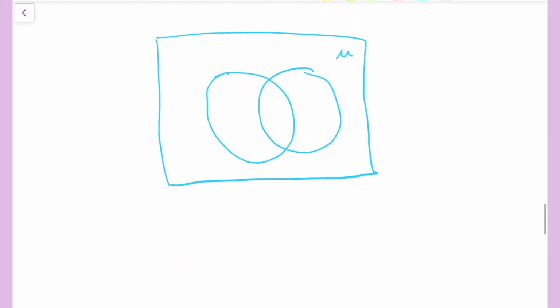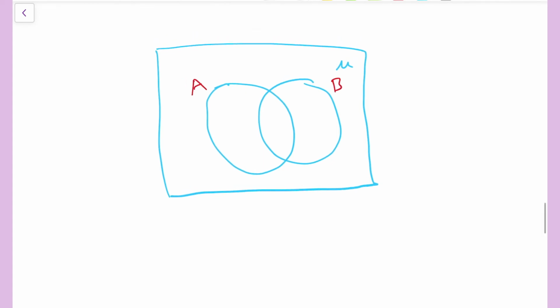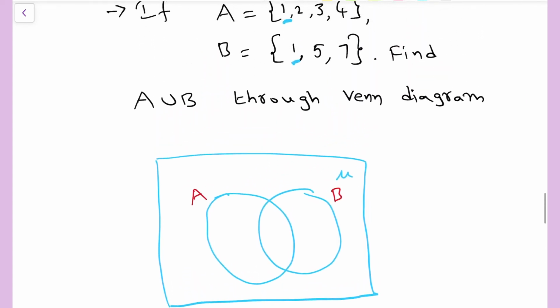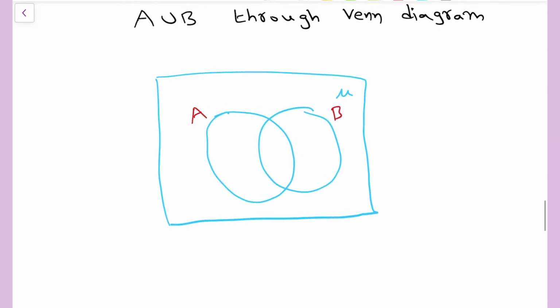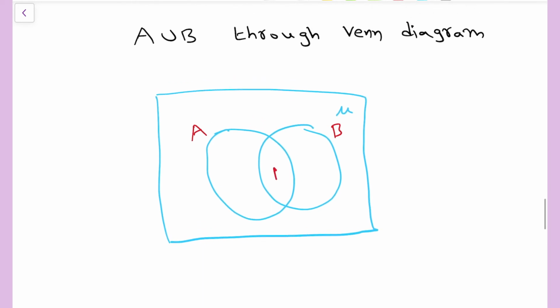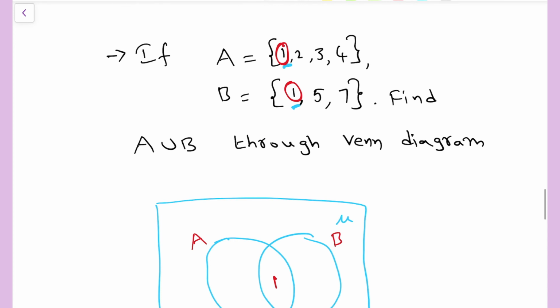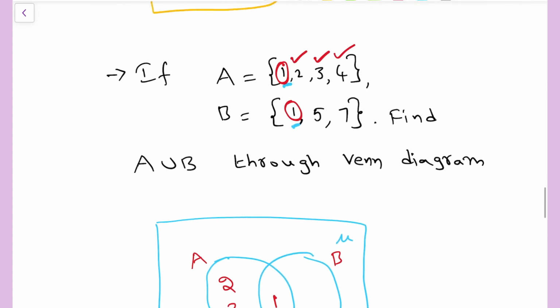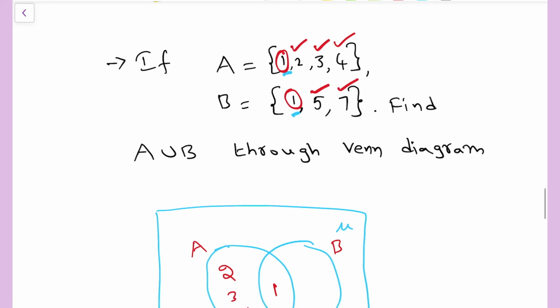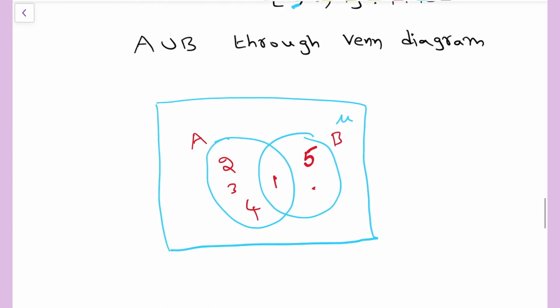Okay, now one circle is for set A and one circle is for set B. First, concentrate on whatever the common elements are. 1, 1. So 1 is the common element, right? That common element you need to write in the common part. So only 1 is common. Now go to set A. In set A, the remaining elements are 2, 3, 4. So in set A only, we need to write those 2, 3, 4. Don't write in the common part again. Next, coming to set B. Here the remaining are 5 and 7, right? So in set B, we need to write 5 and 7.